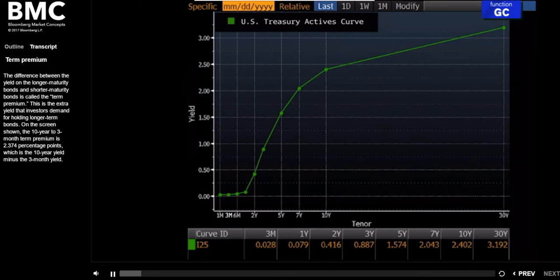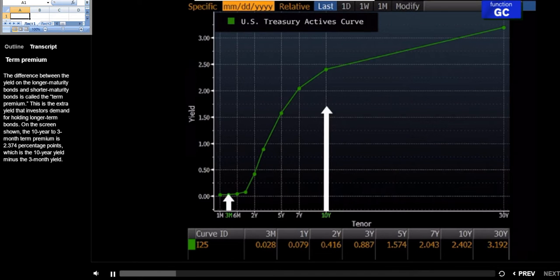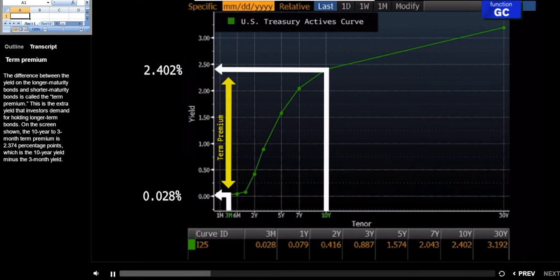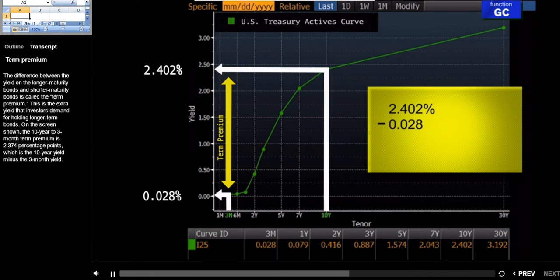The difference between the yield on the longer maturity bonds and shorter maturity bonds is called the term premium. This is the extra yield that investors demand for holding longer-term bonds. On the screen shown, the 10-year to 3-month term premium is 2.374 percentage points, which is the 10-year yield minus the 3-month yield.